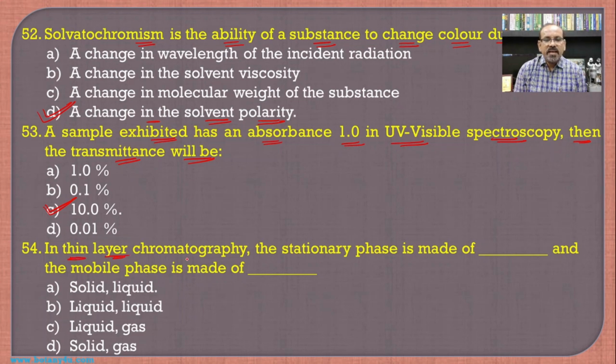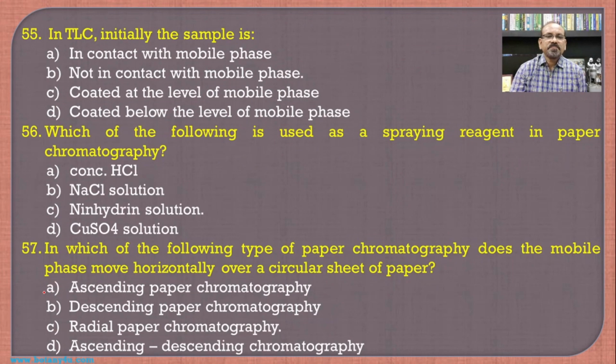Then in thin layer chromatography, the stationary phase, if you see, is always solid, and the mobile phase is always liquid. So the first one will be the solid and the second one will be the liquid. So solid and liquid becomes the answer for this question.